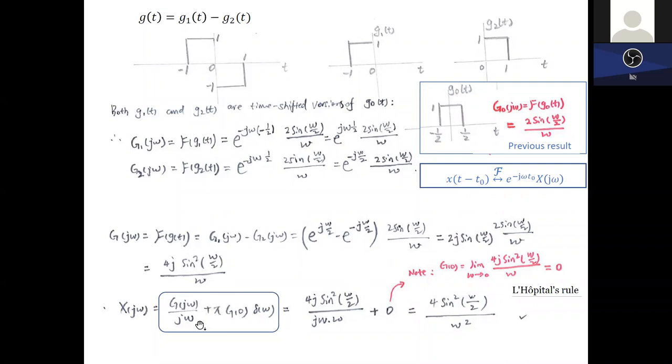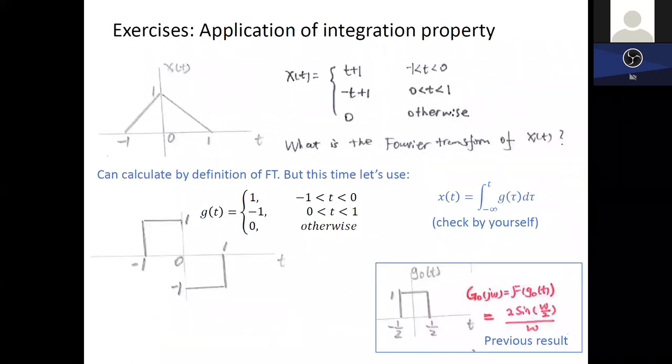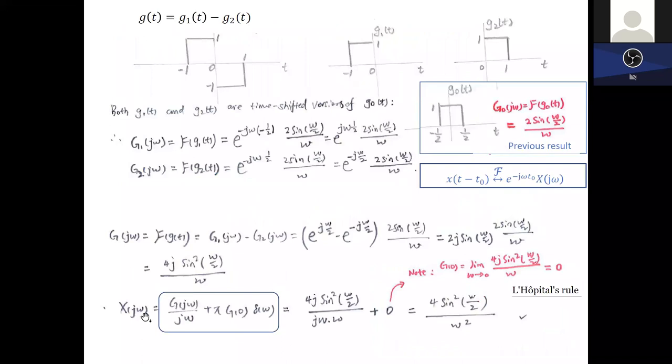When we come back to the ultimate goal of this problem, which is the Fourier transform of x of t, because x of t is the integration of g, then capital X is this formula of capital G. We can substitute capital G we just calculated above. So the first term is this 4j sine square divided by omega and then divided by j omega. So there are two omegas in the denominator. And for the second term, it is related to capital G zero.